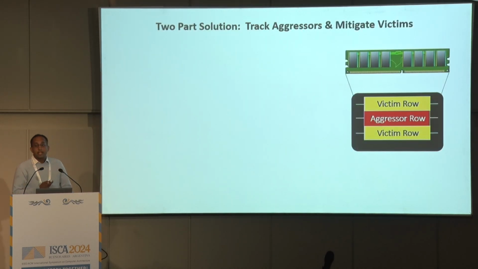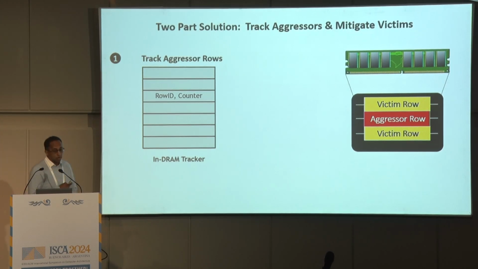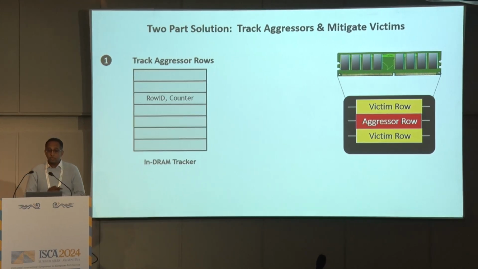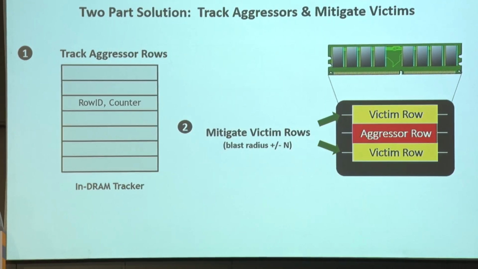So Rowhammer solutions can either be deployed in the memory controller or within DRAM. We will focus on in-DRAM solutions. There are two parts to addressing Rowhammer. First, you need a structure to track the aggressor rows. Second, we need to mitigate the victims of the aggressor rows.